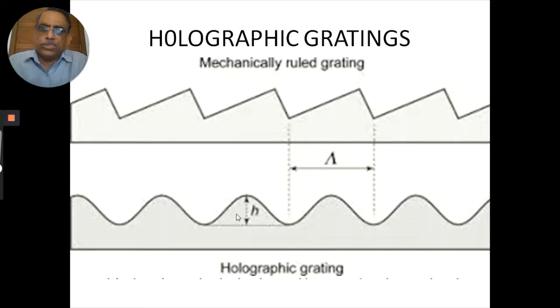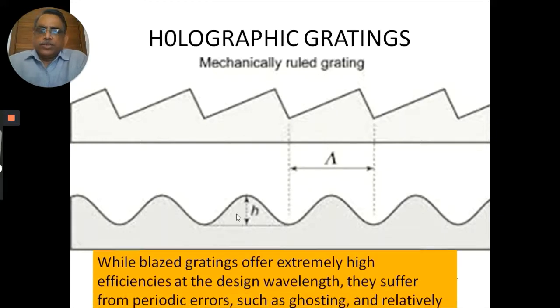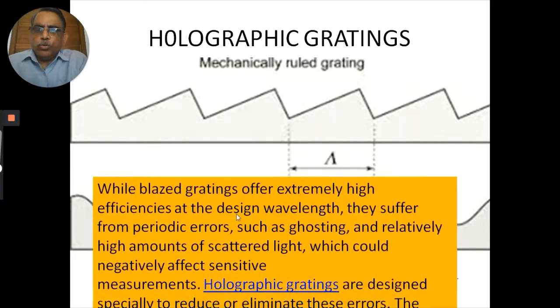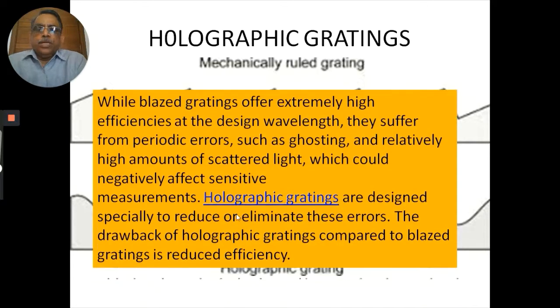You blaze at a particular wavelength, and that was given by a French group of people, and blazing was their advantage also. So when you blaze it, what really happens, blazed gratings always offer extreme efficiencies at the design wavelength. We say blazed wavelength. At a particular wavelength that you are blazing it, it gives you a very good efficiency. But there are some problems called periodic errors, such as ghosting and relatively high amounts of scattering also, you will get it.